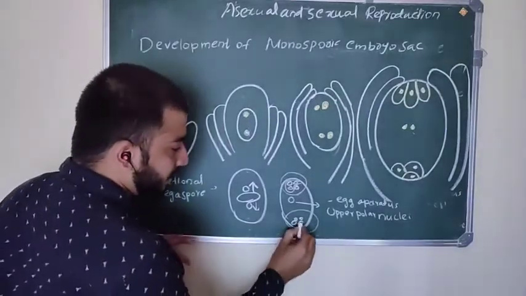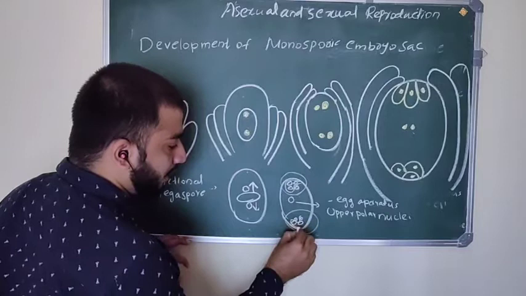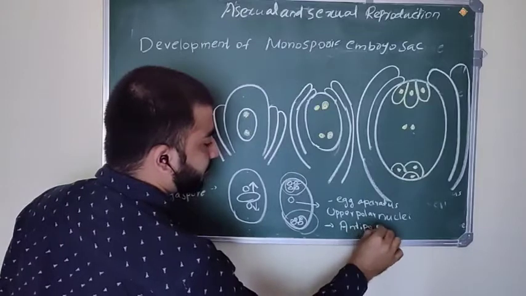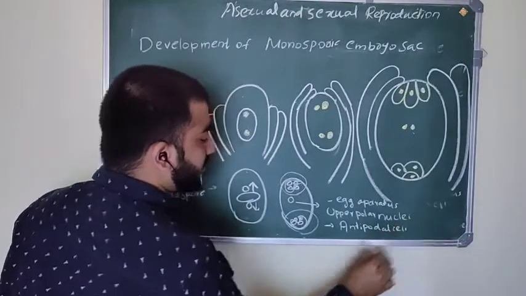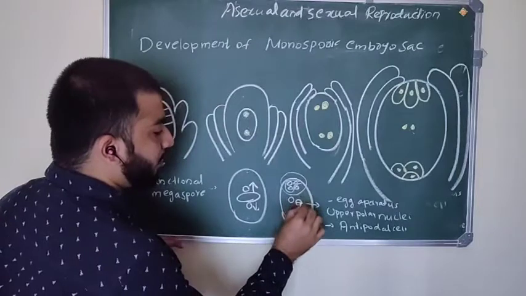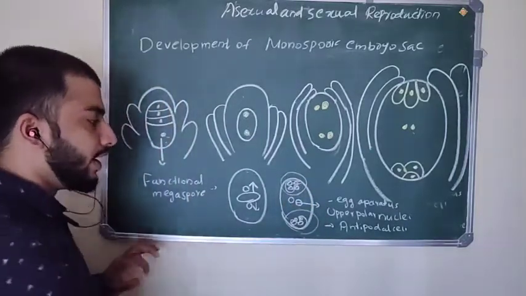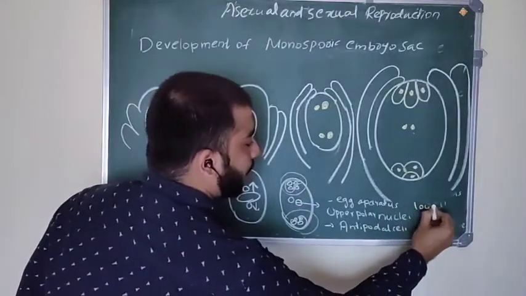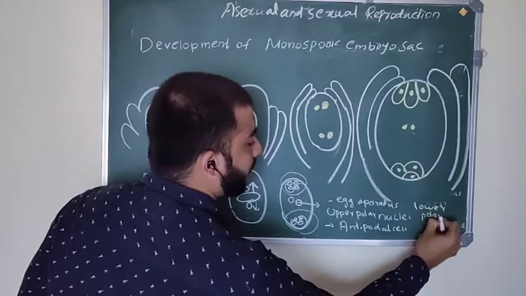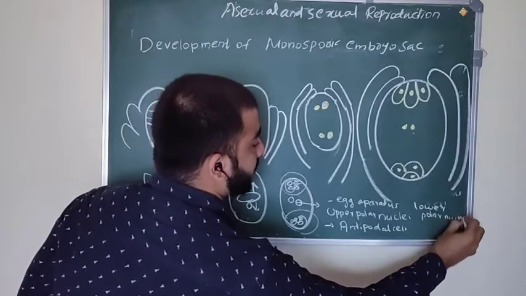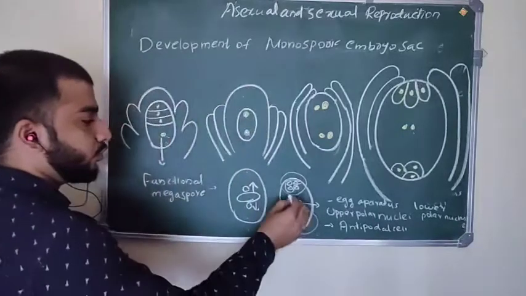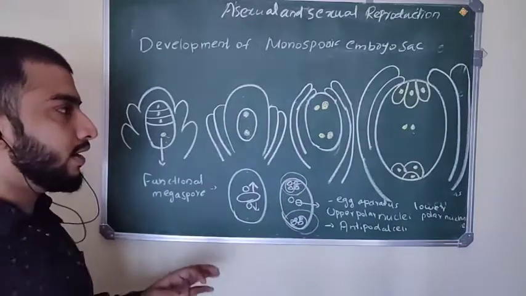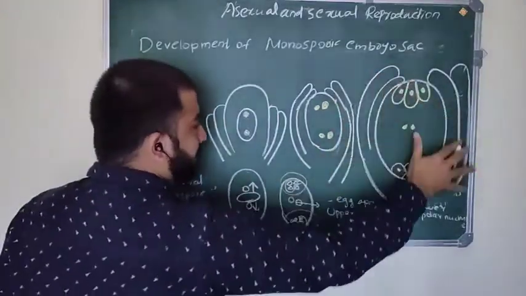At the chalazal end, in the same way, three daughter nuclei organize to form antipodal cells, and one daughter nucleus is left free in the cytoplasm, and that becomes the lower polar nucleus. So here two polar nuclei are present, an upper polar nucleus and a lower polar nucleus. Finally they form the complete structure of the embryo sac.